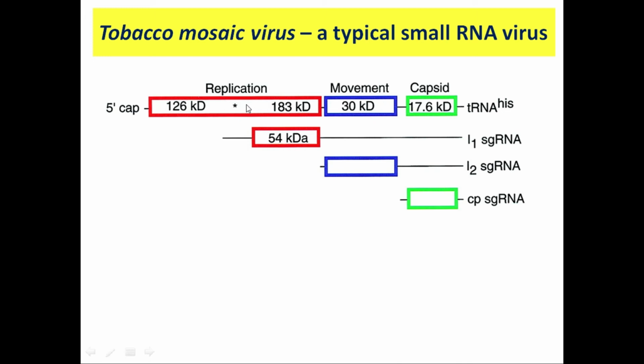So this gene will produce replication protein or replicase enzyme that will help the virus RNA to replicate inside the host cell. This gene will produce movement protein. This movement protein will help the virus to move from one cell to another through plasmodesmata. This coat protein gene will produce coat protein, and this coat protein will assemble with the RNA molecule and produce a complete virus particle in the host cell, in the living cell. So this is typically a small RNA virus, tobacco mosaic virus, and these three are essential genes.